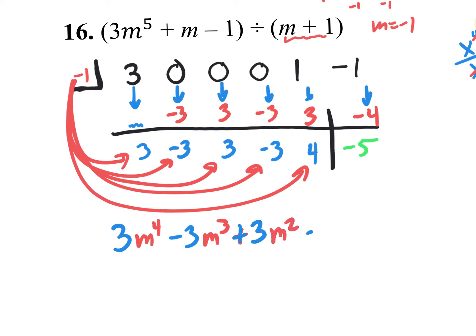And then we have a minus 3, m to the 1, and then we have a plus 4 at the very end, the constant. And then we have the remainder of negative 5. So you put minus fraction 5 over the original divisor, which was m plus 1.